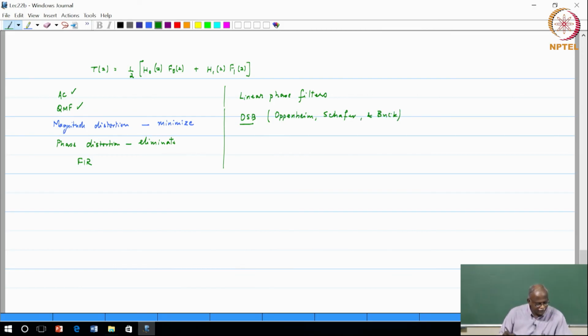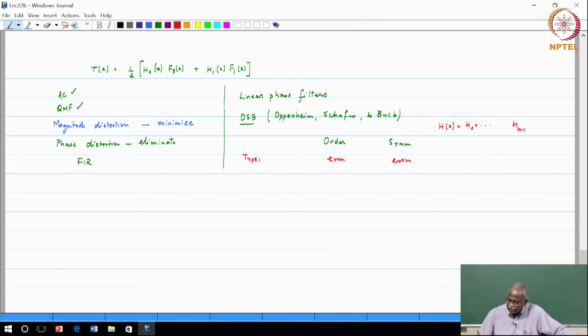In that you can find that there is a classification of filters that is given to us. The classification of filters is in terms of the order and the symmetry. Let me just write it down. Type 1 is even order and even symmetry.